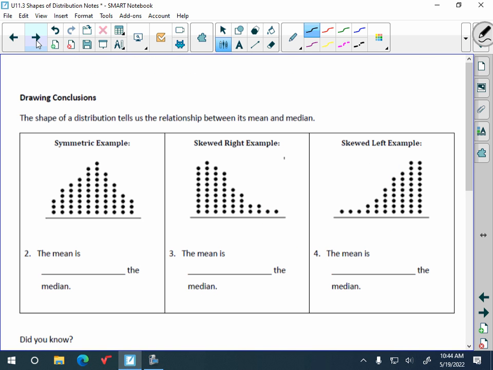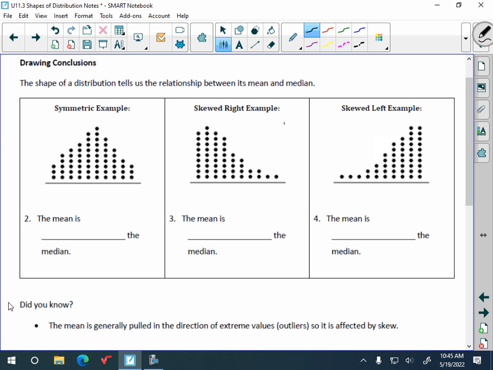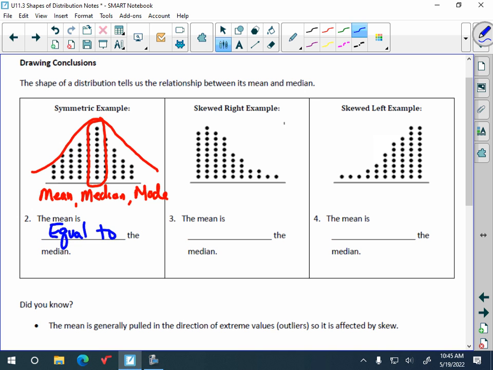All right, so when we have these different shapes, a symmetric distribution, again, this is our bell curve. So when you have a symmetric distribution, the mean, median, and mode will basically be in the exact same spot. Okay, they'll almost be equal. They're right there in the middle. All right, so generally we say the mean is equal to the median.